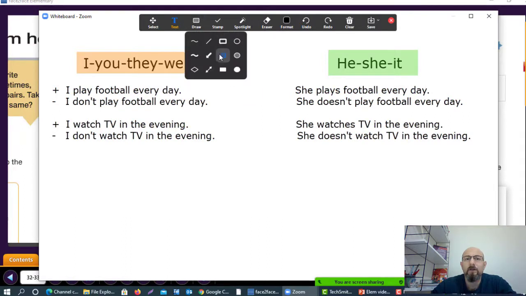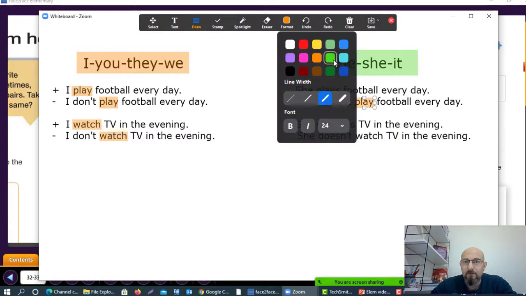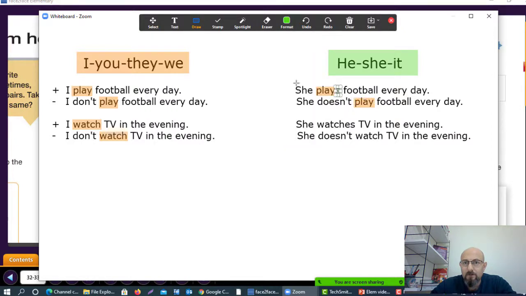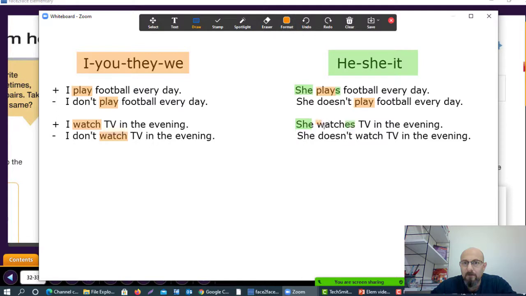Okay guys, so this is how we write it. Here the verb is infinitive, here the same in positive and negative, infinitive, because we don't add anything to it. Okay, here the verb, this is the infinitive. Okay, but here after he, she, it, because we have she, we have s. Okay, again here we have she, we have es. This is the original. Okay, and here the original again.